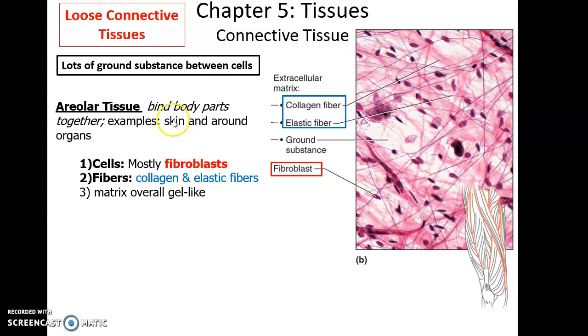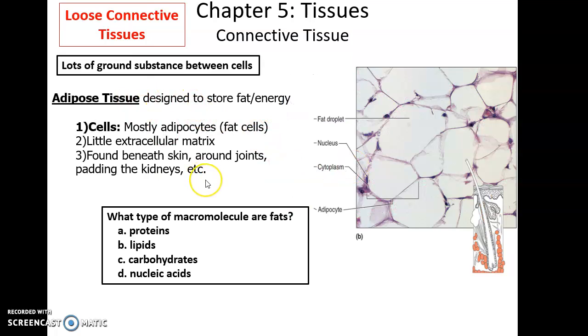They are important because they help to bind body parts together, so they'll surround organs, they'll hold the organs in place, they'll help connect the organs or tissues or structures to each other. Areolar connective tissue is found in the skin and also surrounding a lot of organs. In areolar connective tissue, you can find fibroblasts that produce the extracellular material. You can find collagen fibers for strength, elastic fibers for flexibility and stretchiness. And overall, the extracellular matrix is gel-like in consistency.